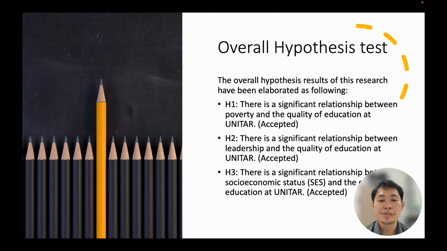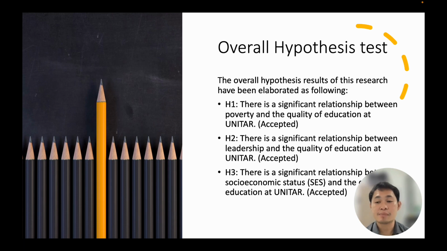The overall hypothesis results of this research are elaborated as follows. All three of the hypotheses are accepted. The first one, there is a significant relationship between poverty and the quality of education at Unitar. Secondly, there is a significant relationship between leadership and the quality of education at Unitar. And lastly, there is a significant relationship between socio-economic status and the quality of education at Unitar.